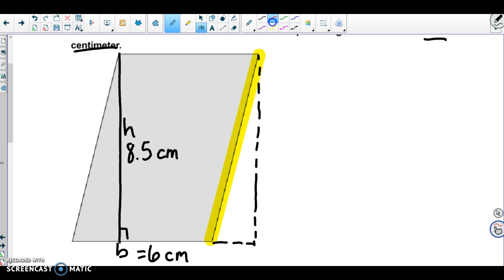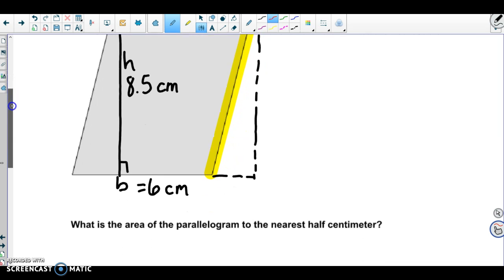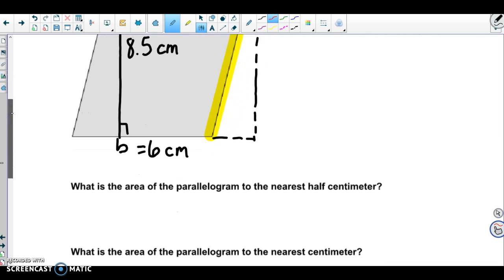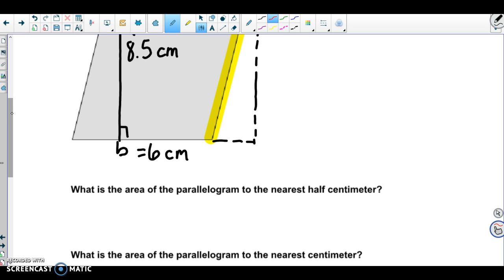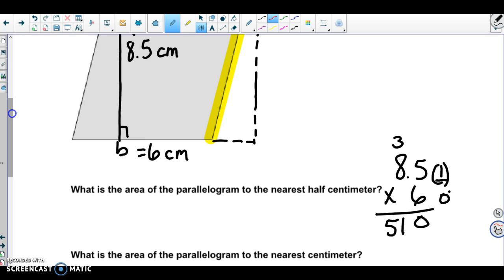If I'm looking for my area, remember we would take base times height for that. We don't divide by 2 because that's if we have a triangle. We just have base times height. So I would take 8.5 times 6. If I take 8.5 times the 6, I end up with 51, because I have one decimal spot here. There's a 1 here, and I don't have any here. So my answer has to have 1, so I would put my decimal point here. So 51 centimeters squared.